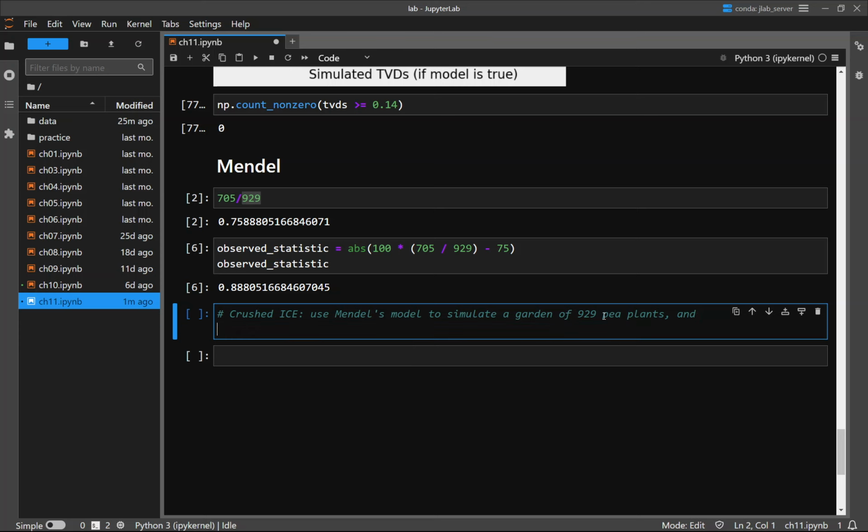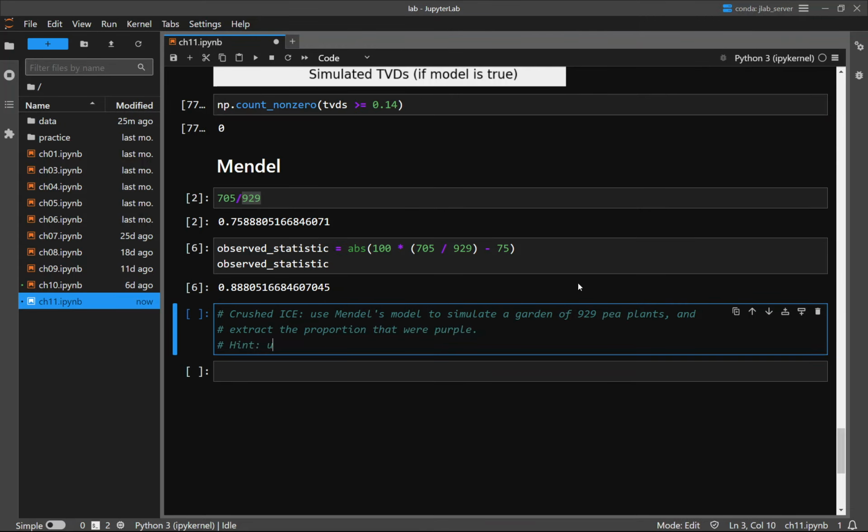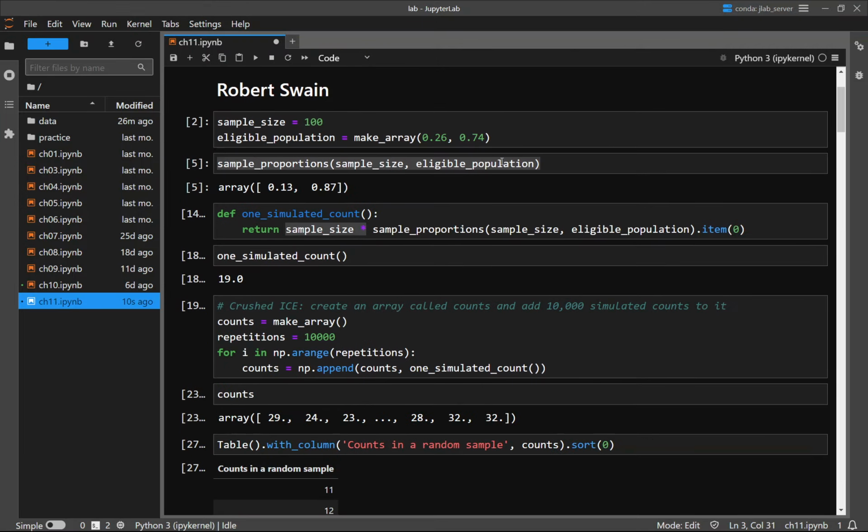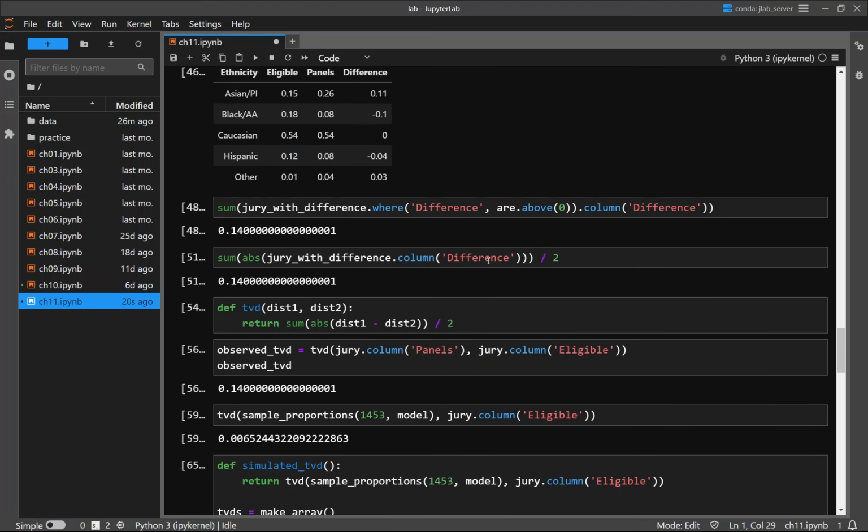Extract how many were, or I guess you just want the proportion of purple, right? And extract the proportion that were purple. Does that question make sense to us? You'll go and try to look from last time how we were doing things, because, hint, you got to use the sample proportions function. Just kind of like we did here-ish at the very start of the Robert Swain stuff, like these kinds of things. Okay, so please go look there and let me know if you have any questions.